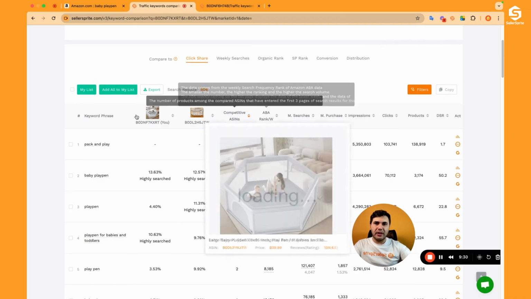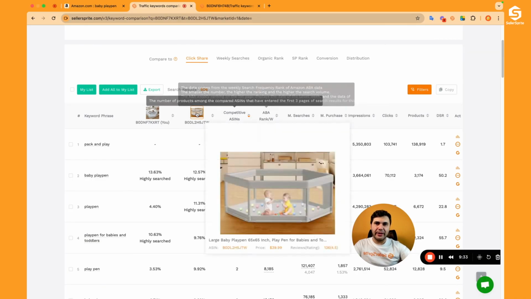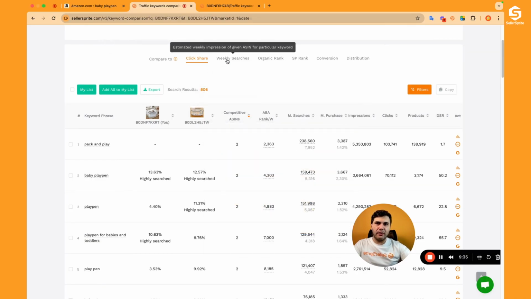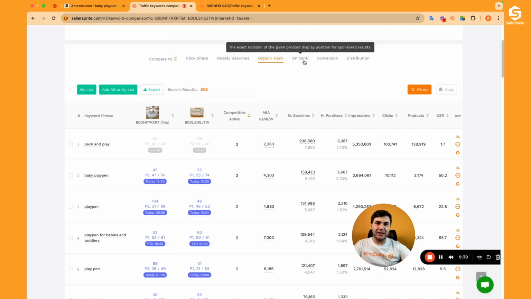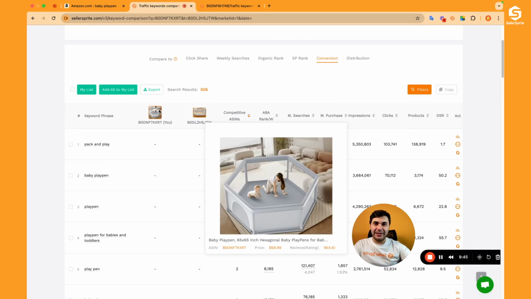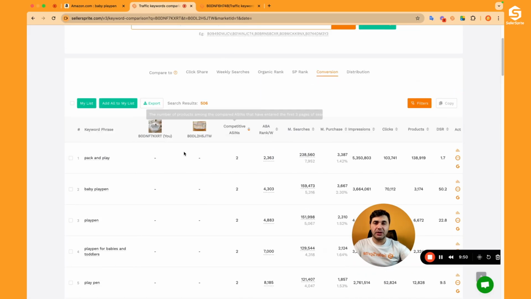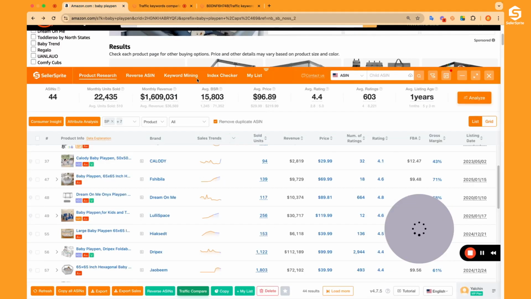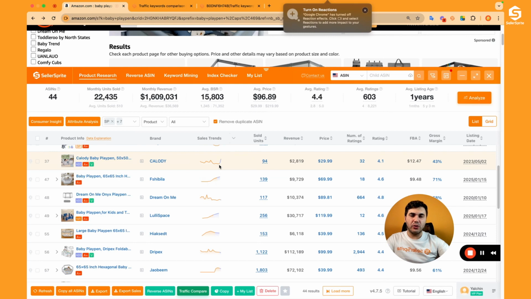Okay, now we are gonna compare these two products on the click share level, weekly search volume level, organic ranking level, sponsored product level, conversion, what keywords the ASIN has, and what's the conversion ratio for different keywords or the same keyword, distribution, etc. So I think now it's a very cool feature you can utilize for your Amazon business to maximize and save your time. Very visual, very easy to use.